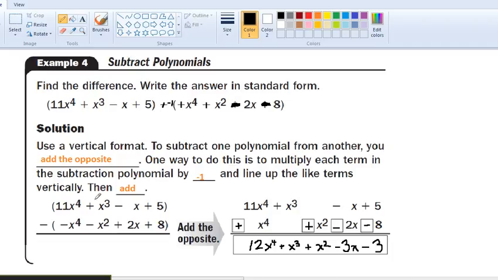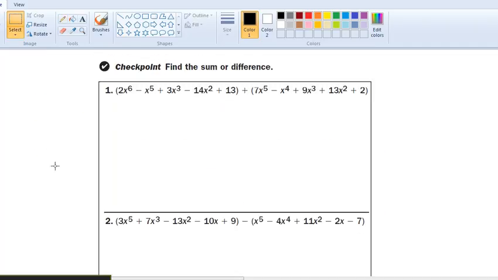And now we'll try the checkpoints at the bottom. We're going to do both of these. What I'd like you to do is notice that this first one is a plus sign. So that's important. Go ahead and add these up in either way you want. If you want to do them vertically, great. If you want to do it horizontally, but I'll show the answer after you pause the video. So go ahead and pause the video right now.